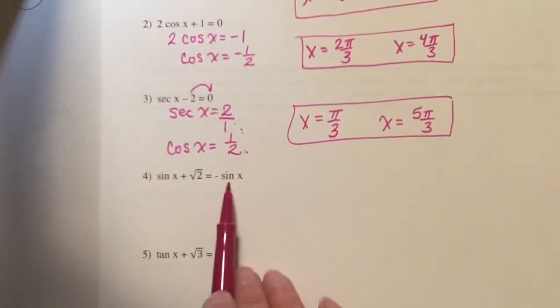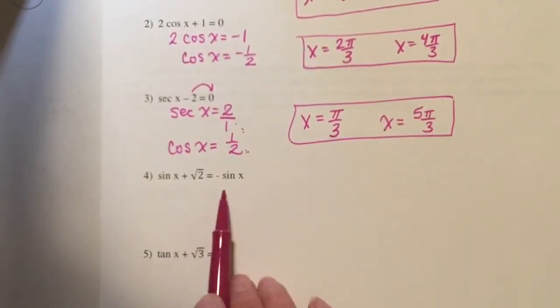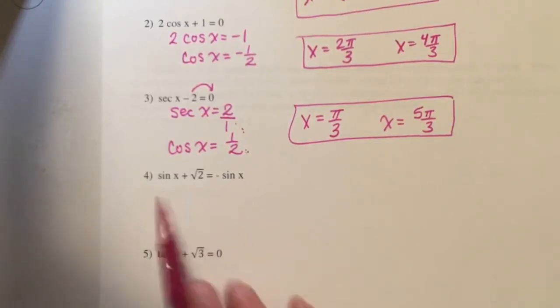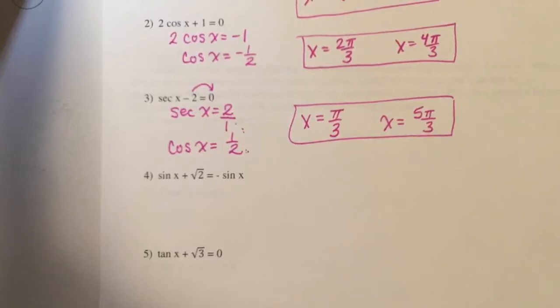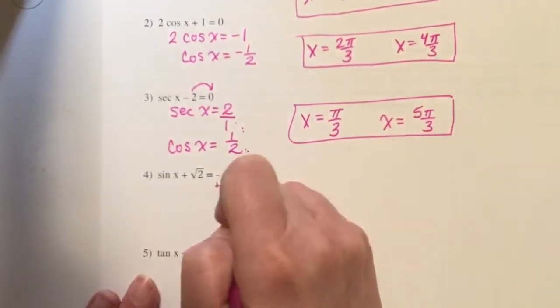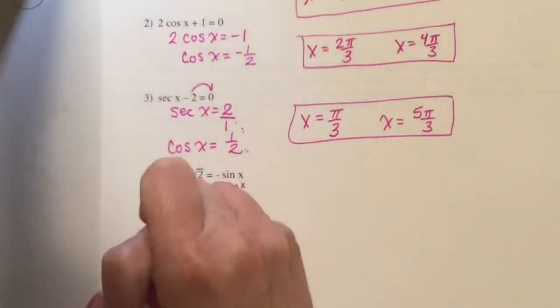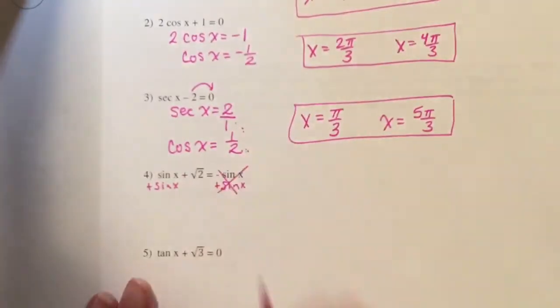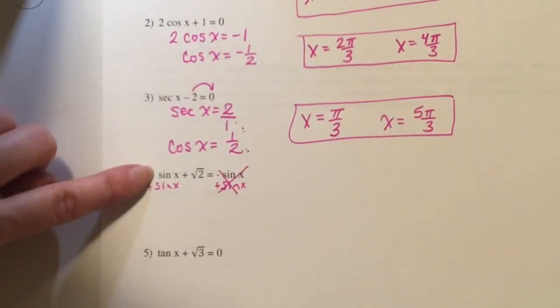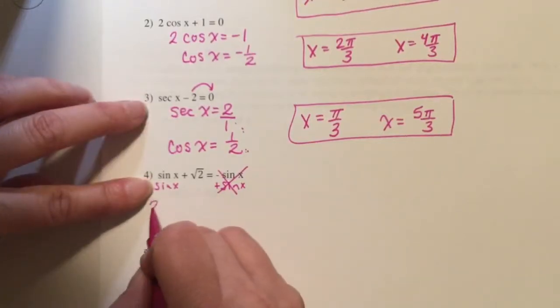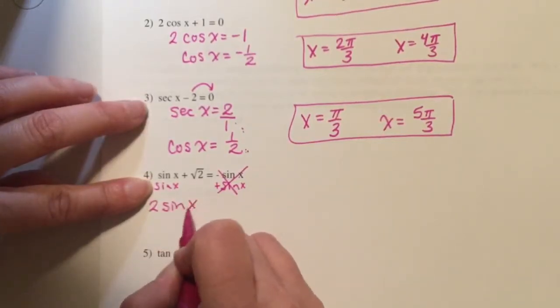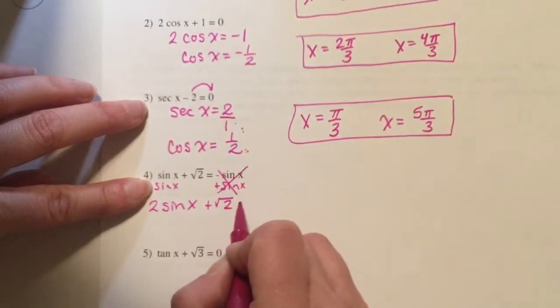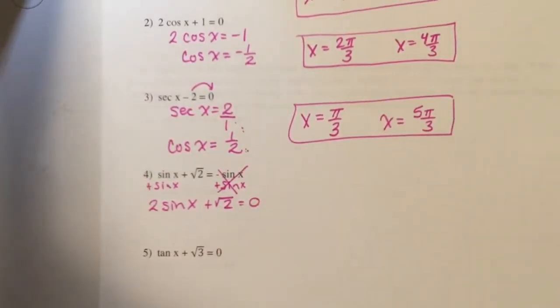I have sine functions on both sides. Whenever you're solving an equation, even if it's a trig equation, you don't want your trig functions on both sides of the equation. So I'm going to start off by adding a sine of x to each side, so that I only have the sine on one side of the equation. 1 sine of x plus 1 sine of x is 2 sines of x, plus I have my square root of 2, and it's equal to 0.